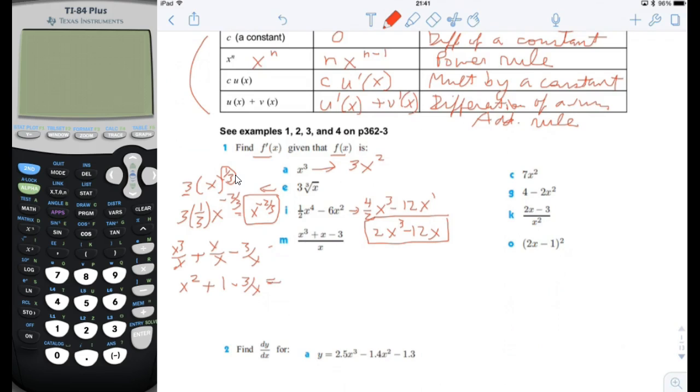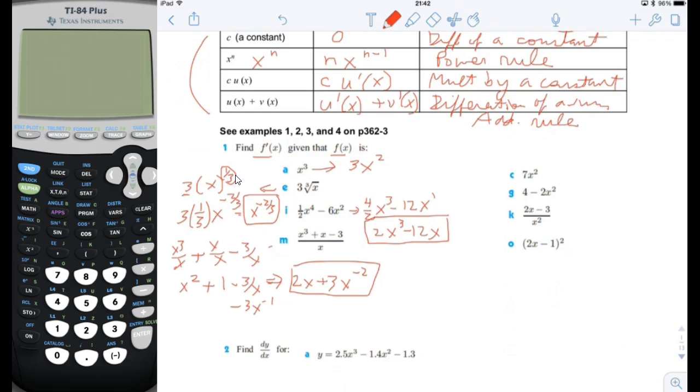If you take the derivative of this, you're going to get 2x plus, and the derivative of 1 is just 0, right? Because it's a constant. And then you take negative 3 over x. What is the derivative of negative 3 over x? Well, remember, negative 3 over x is the same thing as negative 3x to the negative first. So really, you just need to do the power rule. There we go. Okay, not so bad.